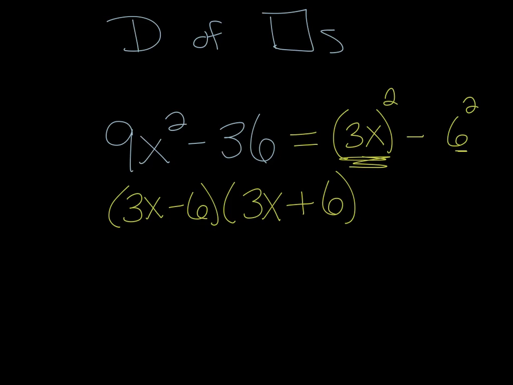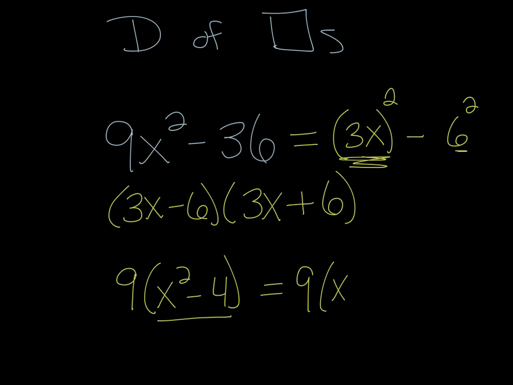And remember, you can always take out a greatest common factor if that's possible. In this case, I know 9 times 4 is 36. So I could have started by taking out a 9, leaving x squared minus 4. This is still a difference of two squares because x squared is a perfect square, as is 4. So your full factorization would be 9 times x minus 2, x plus 2, because 2 is the square root of 4, and x is the square root of x squared.